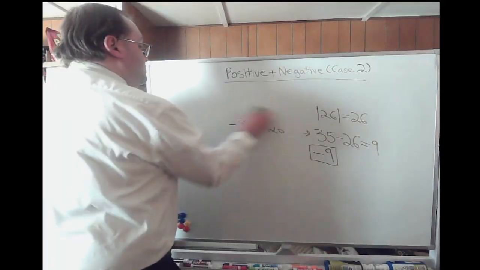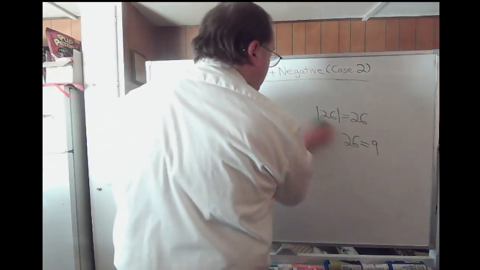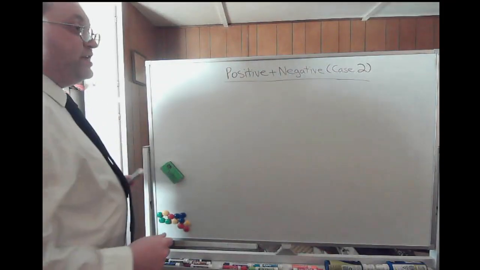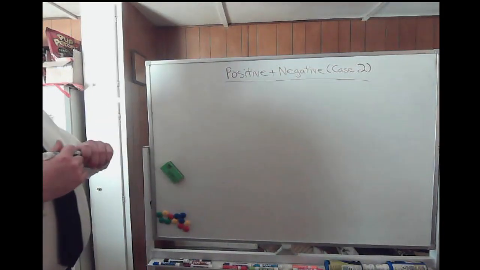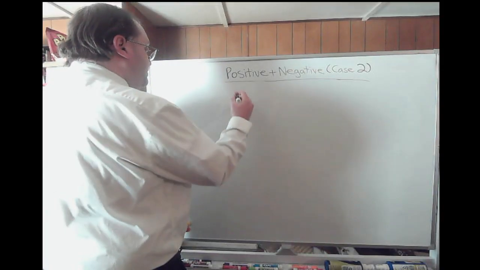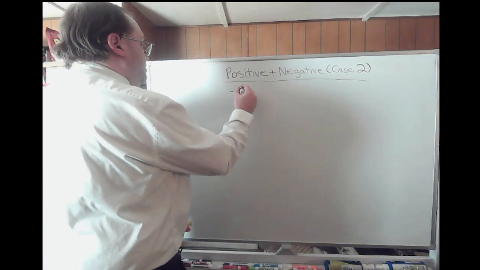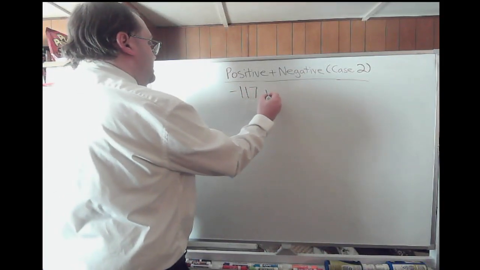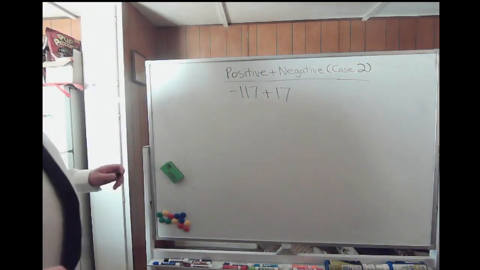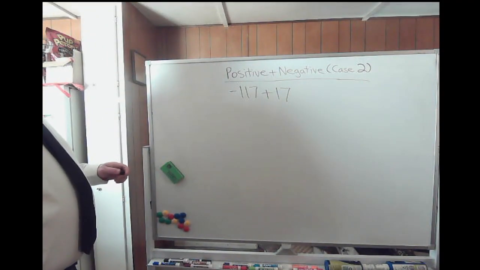Alright, let's do another whole number one here. And then we'll deal with a decimal one, and then we'll do a fraction one. Okay. Let's do an easier one. Negative 117 plus 17. Negative 117 plus 17.